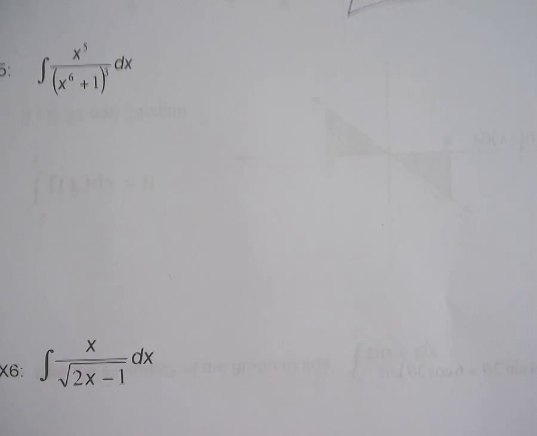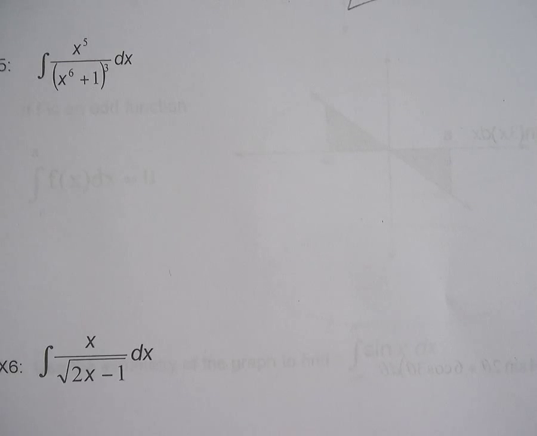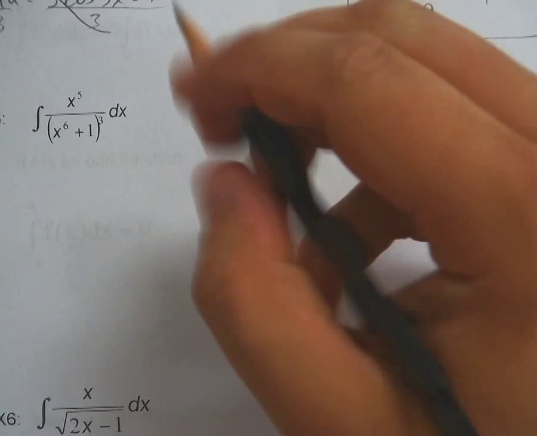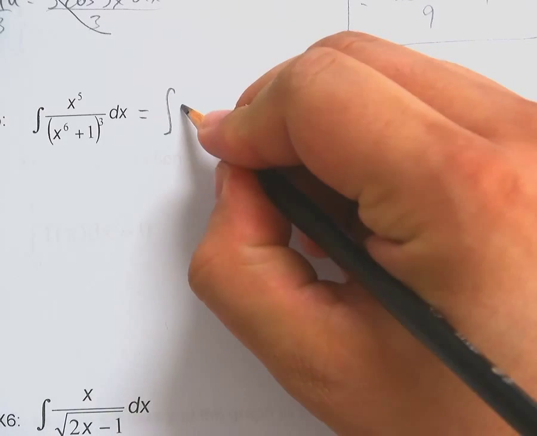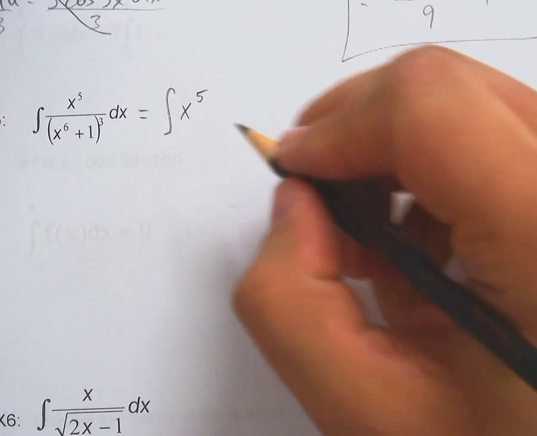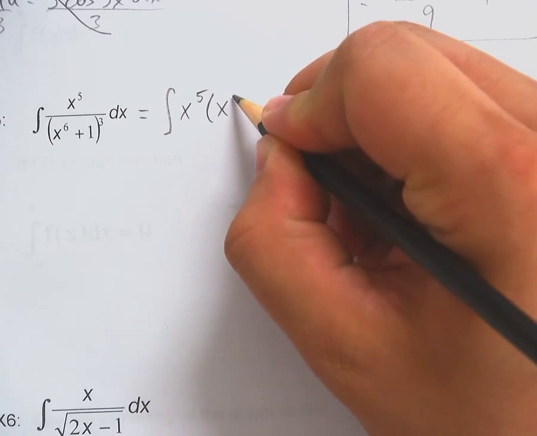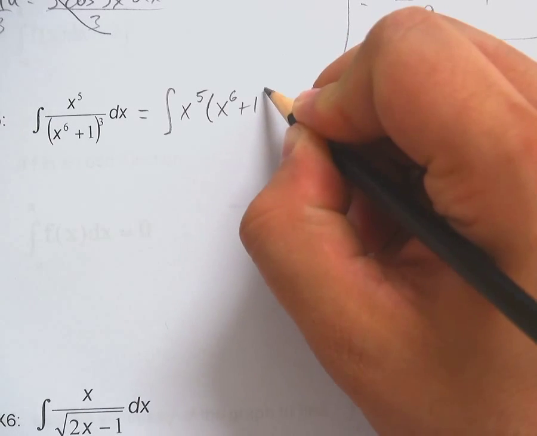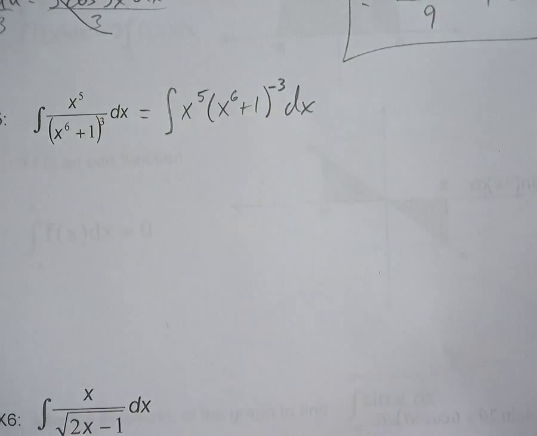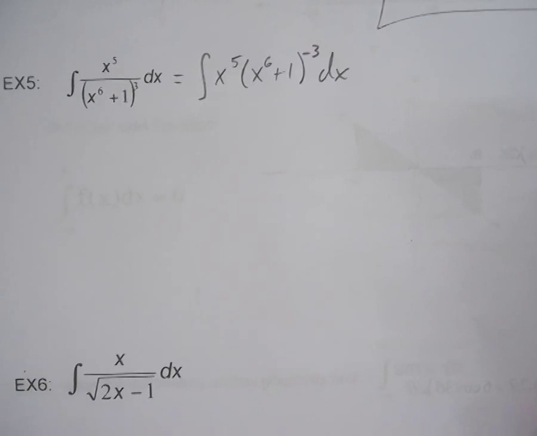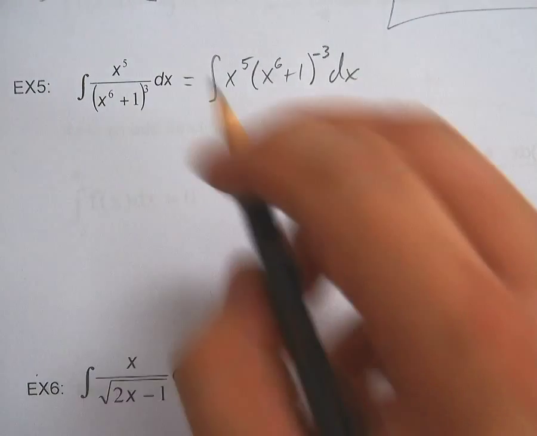All right, so same process. The only thing different today is we're just picking out what we want our denominator to be. Okay, number 5, again, I'm going to rewrite it and simplify it as much as possible first. So what I'm going to do is write this as x to the 5th, x to the 6th plus 1 to the negative 3 dx. And that allows me to see that u needs to be x to the 6th plus 1.